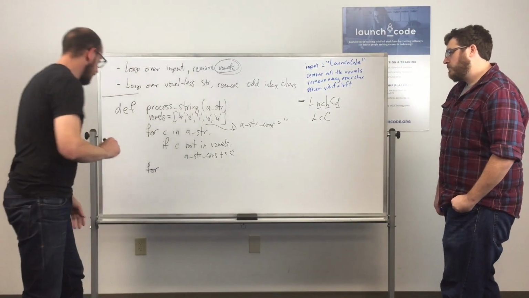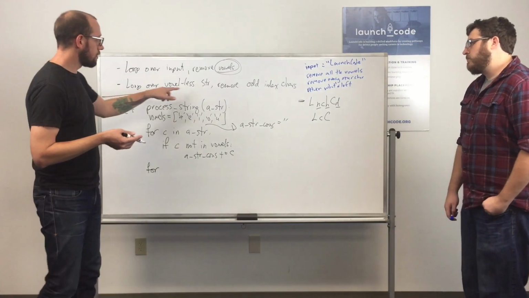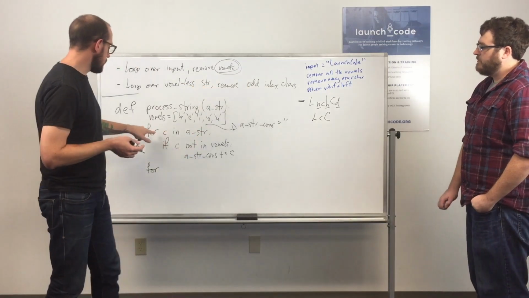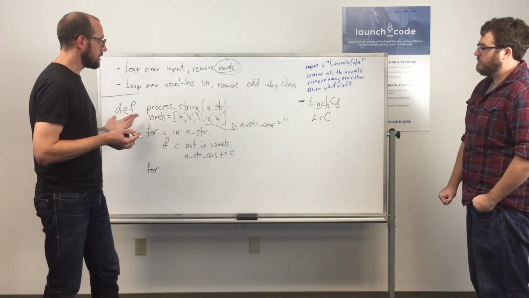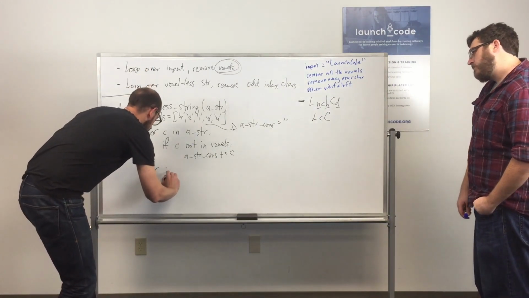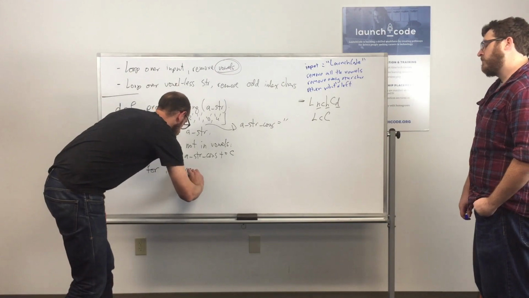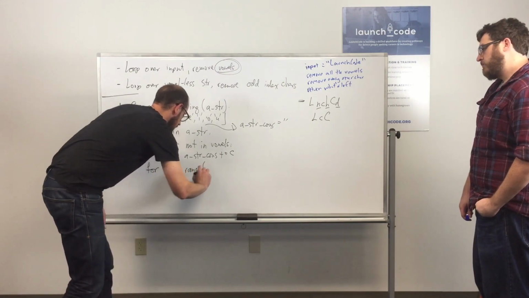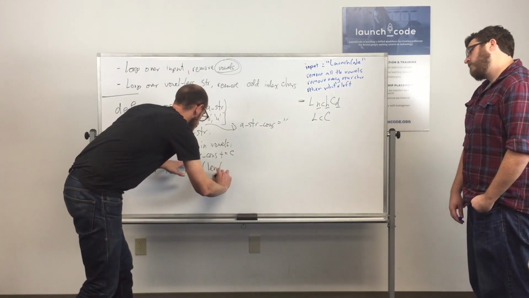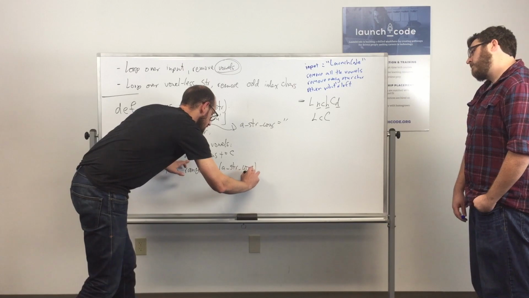So for, and what do I want my loop bounds to be? Well, I need to know what the index of the things I'm looking at are. So if I use a for-in loop, that's not going to work. So I need to use an index loop. I need to say something like for i in range. And then I want to loop over this string. So range should be len of a_stir_cons.